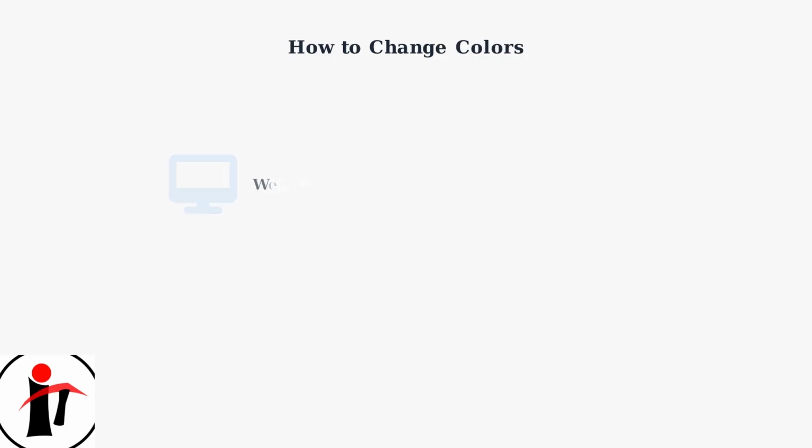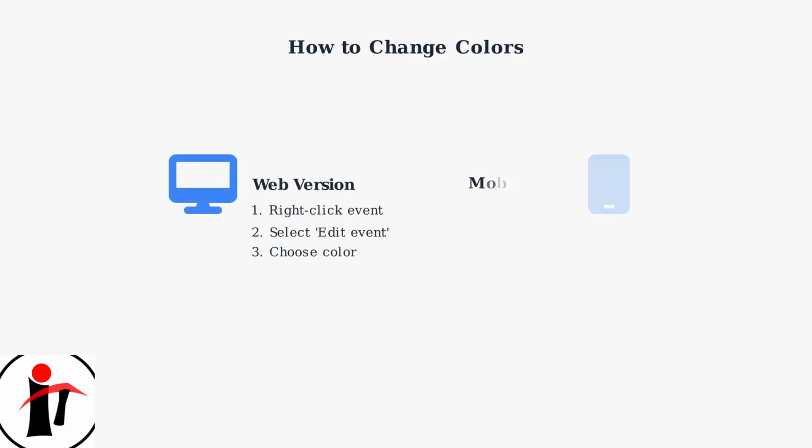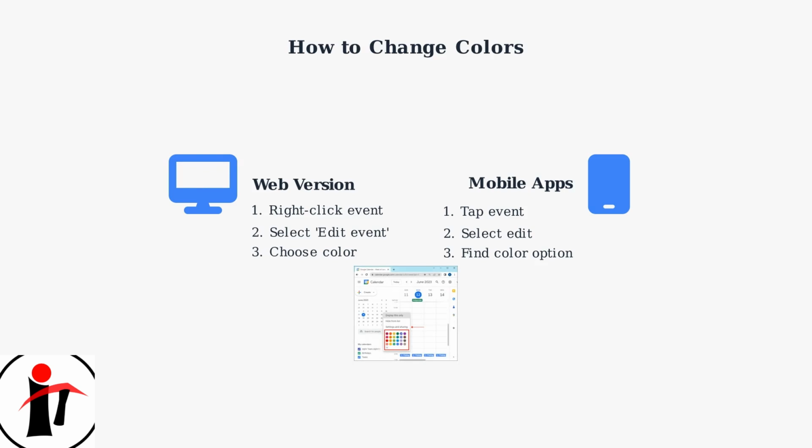Changing colors is straightforward on both web and mobile platforms. On the web version, simply right-click any event, select Edit Event, and choose from the color palette. On mobile apps, tap the event, select Edit, and look for the color option in the event details.